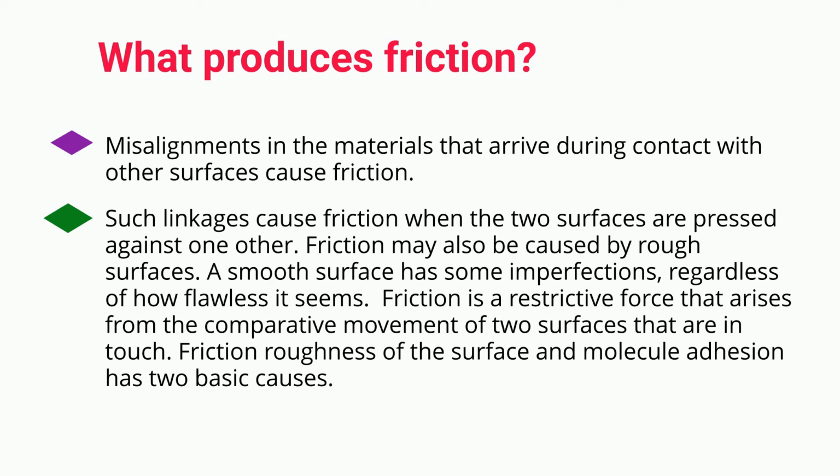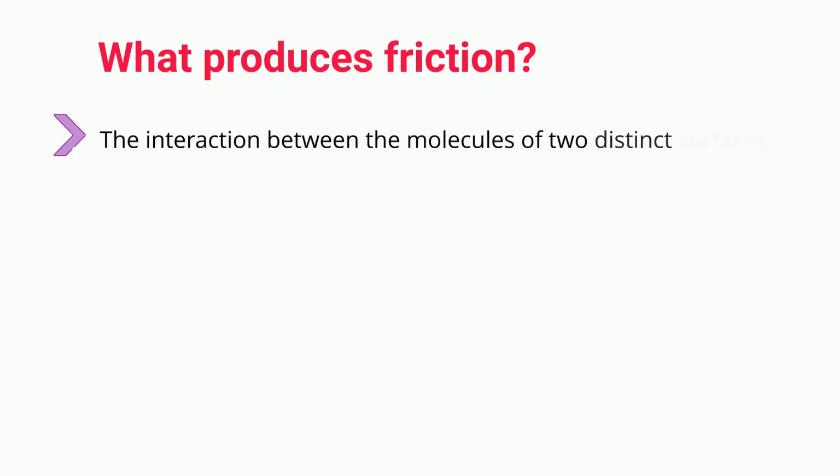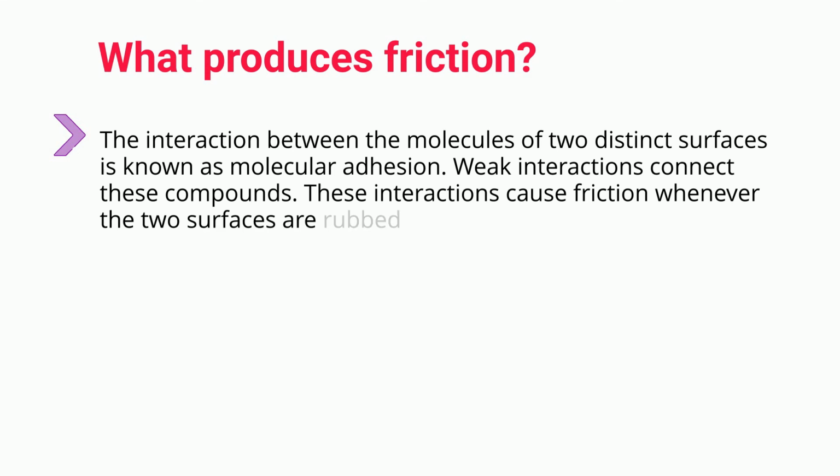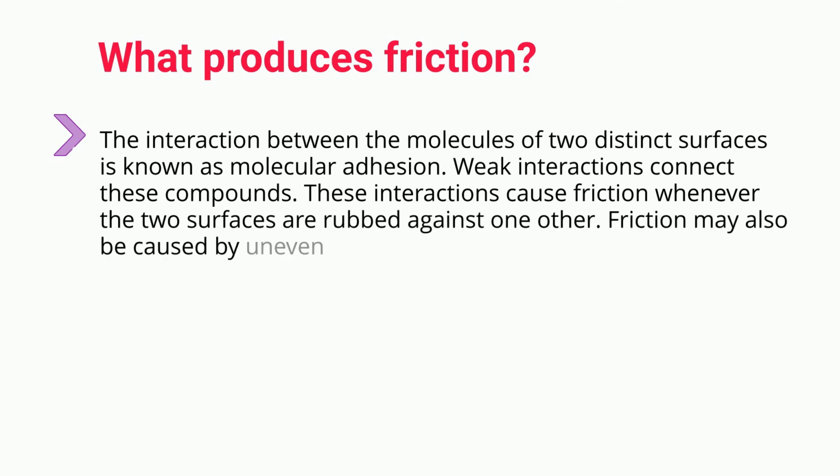Friction has two basic causes: roughness of the surface and molecular adhesion. The interaction between the molecules of two distinct surfaces is known as molecular adhesion. Weak interactions connect these molecules. These interactions cause friction whenever the two surfaces are rubbed against one another.